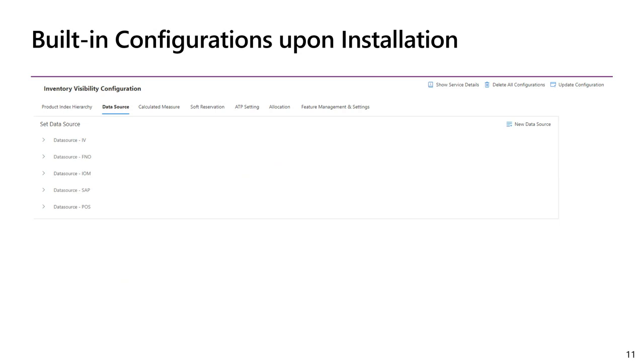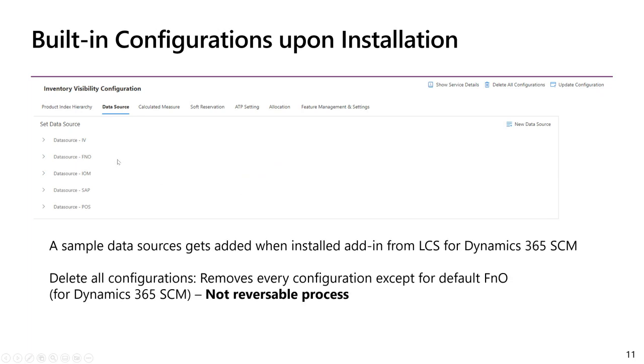Upon installation of the inventory visibility service from Dynamics 365 supply chain management, this screenshot shows a default configuration of several data sources. The goal of such data sources is to provide an example scenario that users can play with. But if such examples are not needed, it is suggested to click the Delete All Configurations button on the top right to remove every configuration except for the built-in configuration for F&O, indicating Dynamics 365 supply chain management.